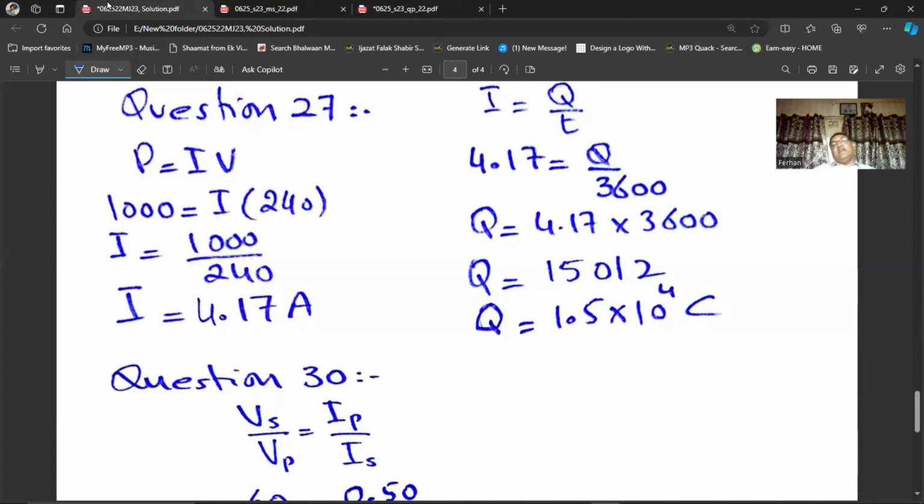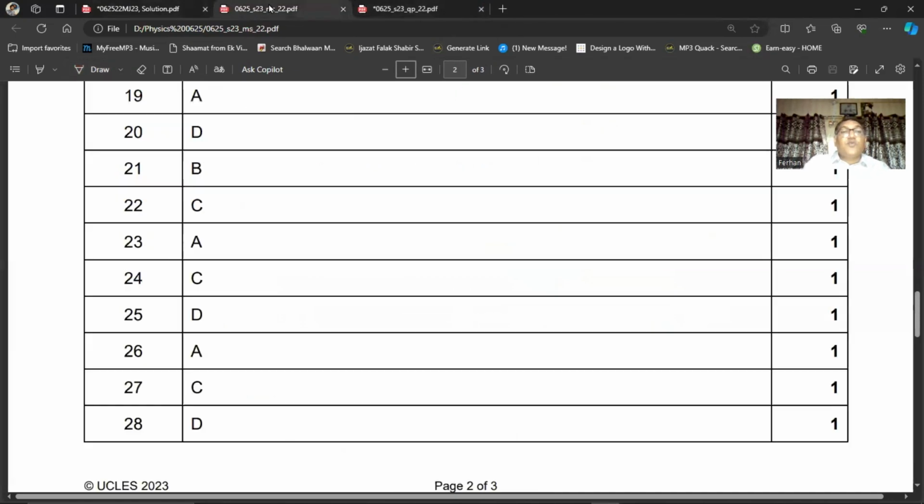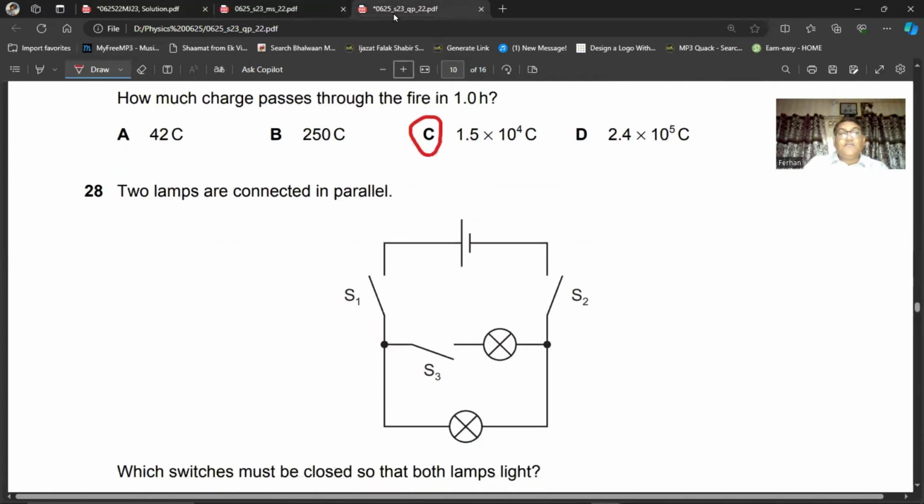So it will be 15,012, so it is 1.5 x 10 to the power 4 coulomb. So I think C is the right answer, sir. Question number 27, C is the right answer.